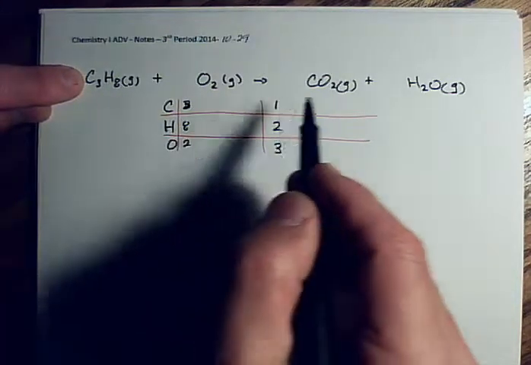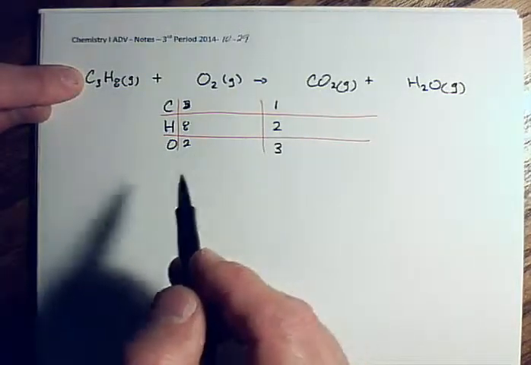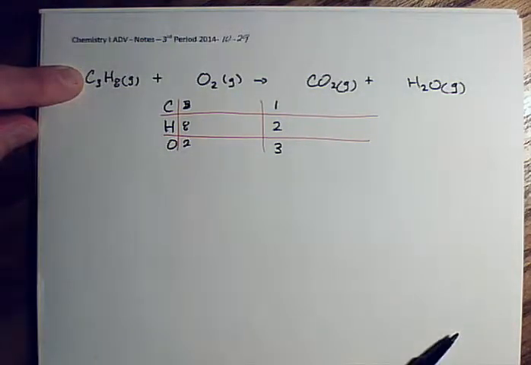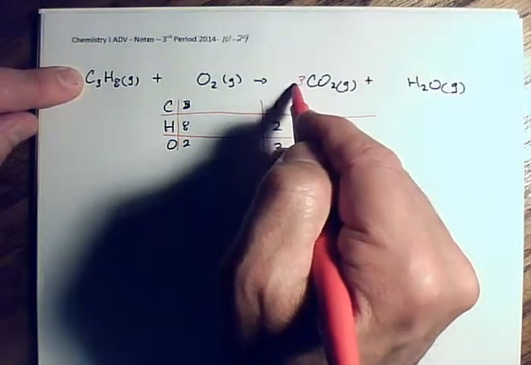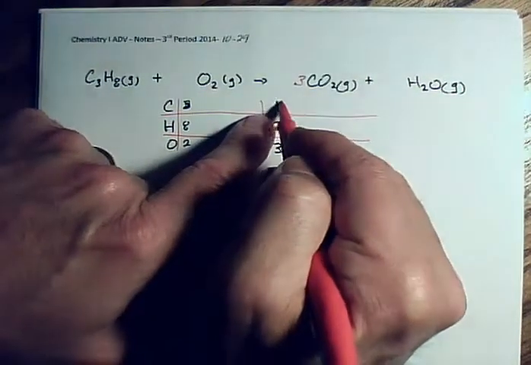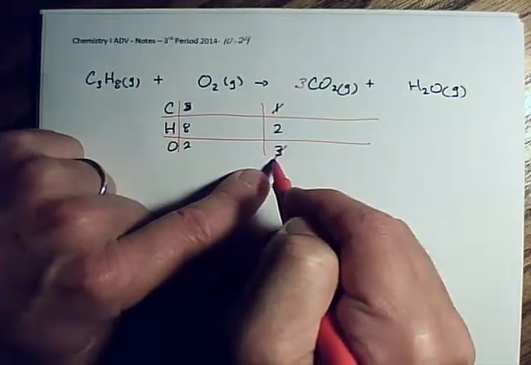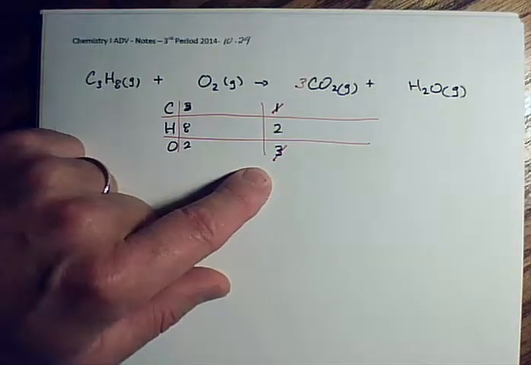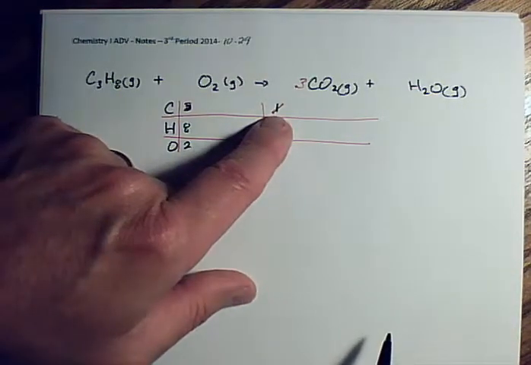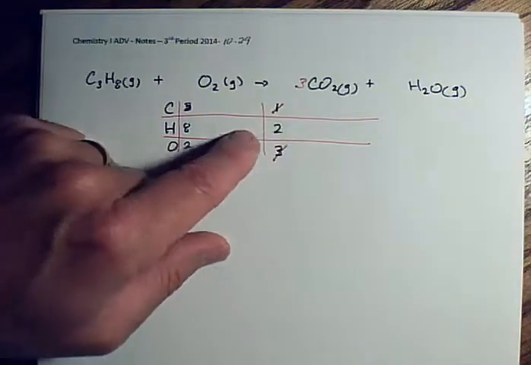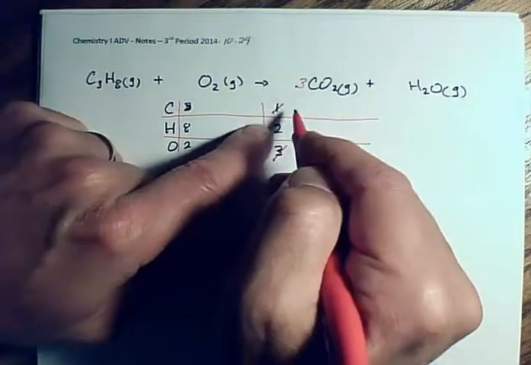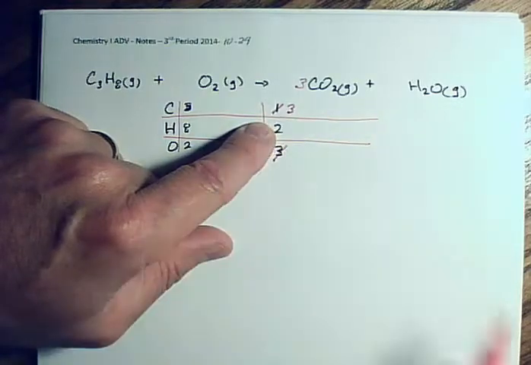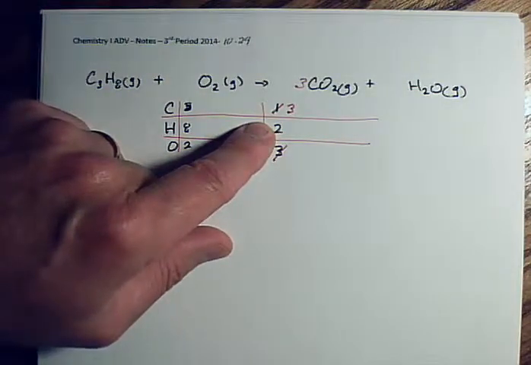All right, so we've got 3 carbons on the left, okay, and we've got 1 carbon on the right. To get 3 carbons on the right, I need to put a coefficient. That's changing the number of formula units without changing the formula. Coefficient 3, that's going to change the number of carbons. It's going to change the number of oxygens. Okay? Why would you put it there? Because you gotta balance it out. This is going to give us 3 carbons here, and we're going to count the oxygens.